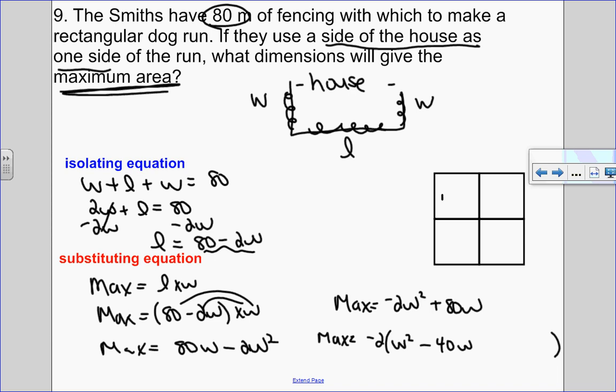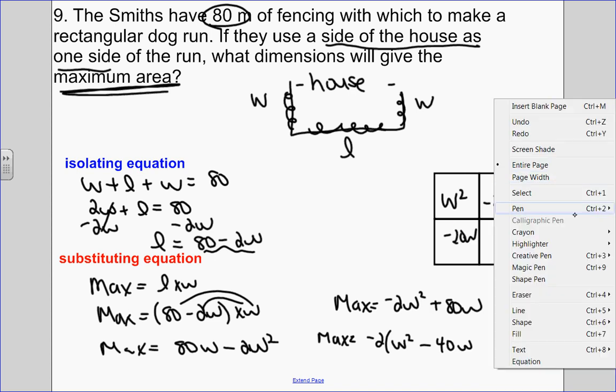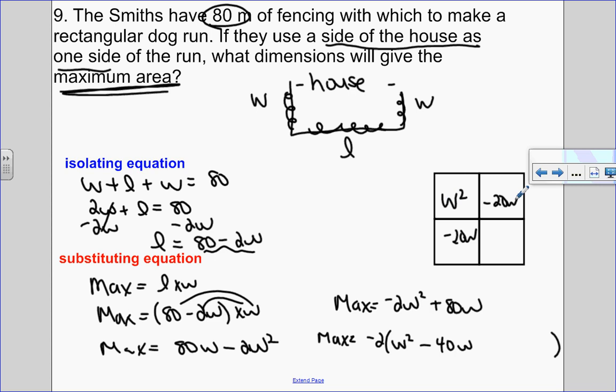So in my grid, I'll put w squared here, and I'll take my negative 40w and divide it into 2 equal pieces. So let's look at how this factors. So in this row here, I have a w. In this column here, my GCF is a w. W times w is w squared. So here, to get a negative 20w, I have to multiply negative 20 by w. Over here, w times negative 20 gives us negative 20w. And negative 20 times negative 20 is positive 400. So 400 will complete the square.